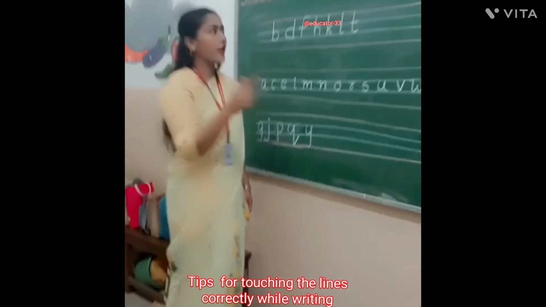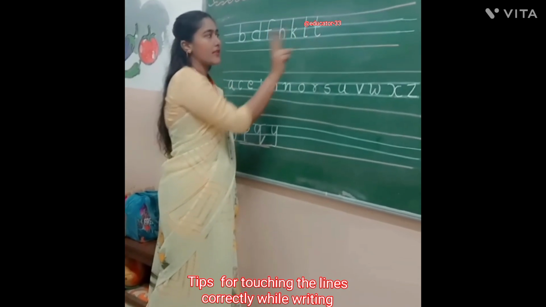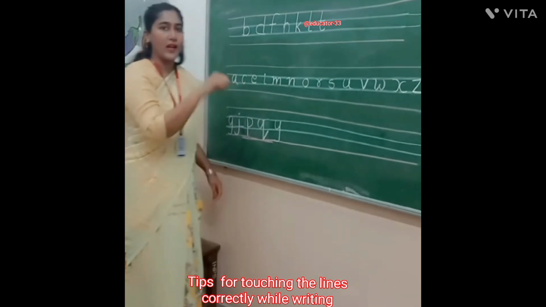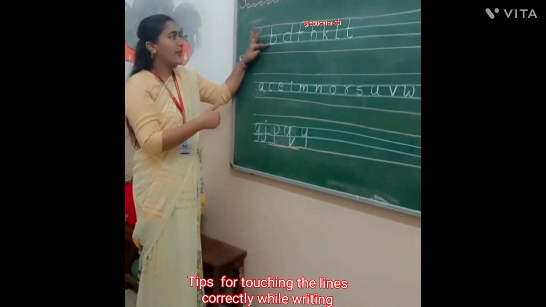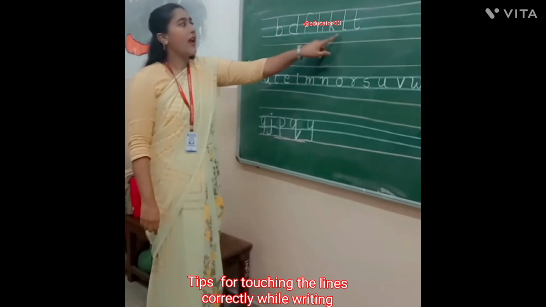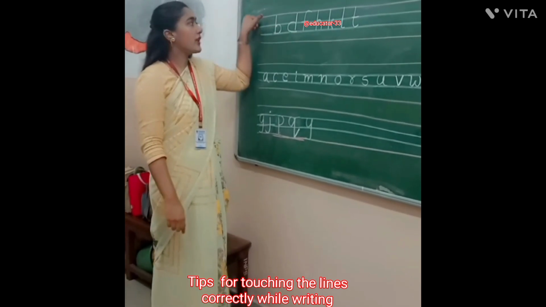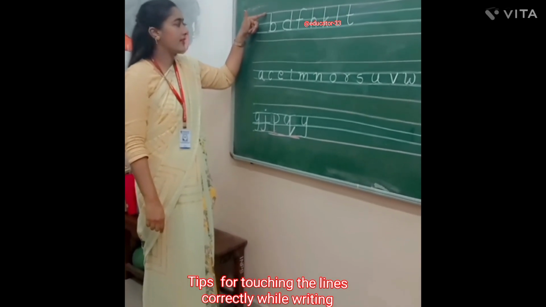When you teach the children, you can tell that this line is the upper red line, first blue line, second blue line, and the down red line. So the letters which start with the upper red line: B, D, F, H, K, L, T. So when you say that the letter starts with the upper red line, the children will recognize.